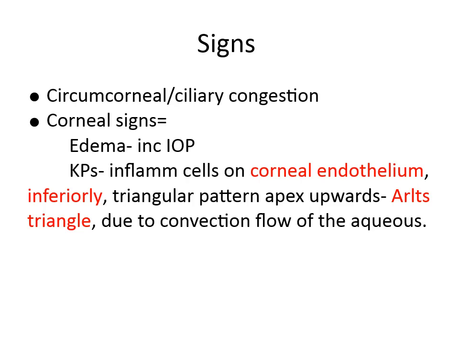Now what are these keratic precipitates? These are nothing but inflammatory cells, and they are seen on the corneal endothelium. They are most commonly located inferiorly, having a triangular pattern with its apex pointing up. And what is this triangle called? It's called an Arlt's triangle. Now why do these particles usually settle inferiorly? One, because of gravity, and two, because of the normal convection flow of the aqueous.